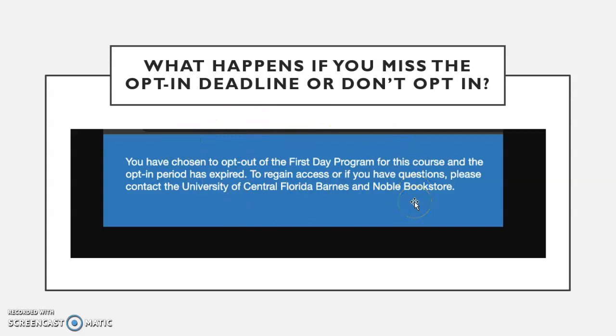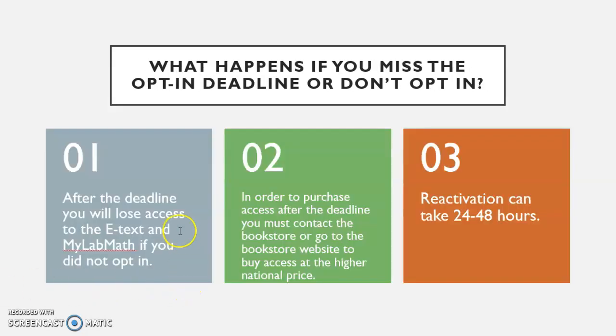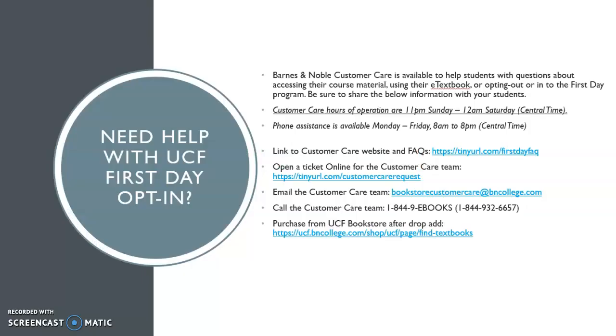The only thing you can do now, if you want to regain access, is go to the bookstore or to the bookstore website and purchase access. So you'll lose access if you didn't opt in sometime after the drop add period. You're going to go to the bookstore or the bookstore website and purchase access. And please note, it can take 24 to 48 hours before your access is regained.